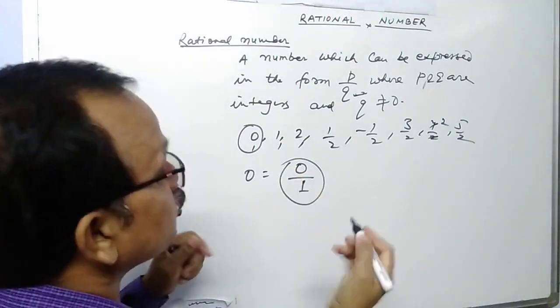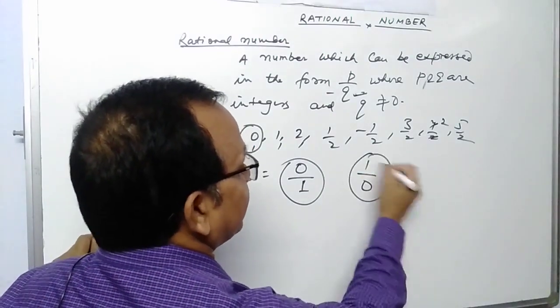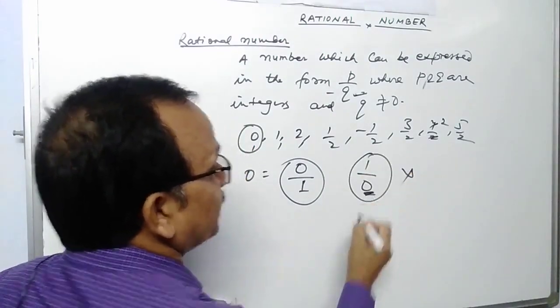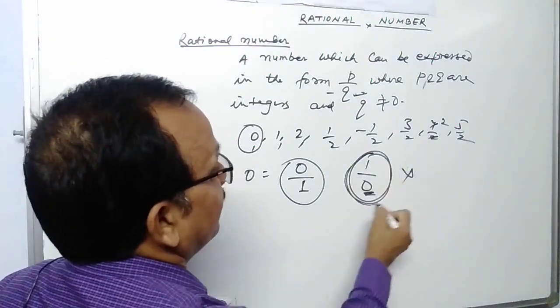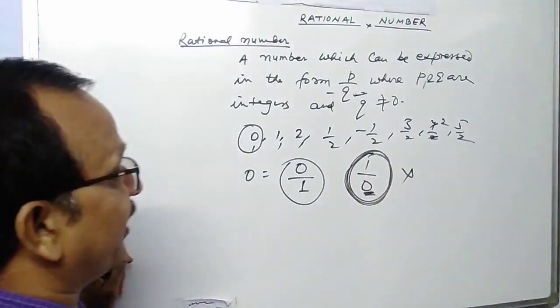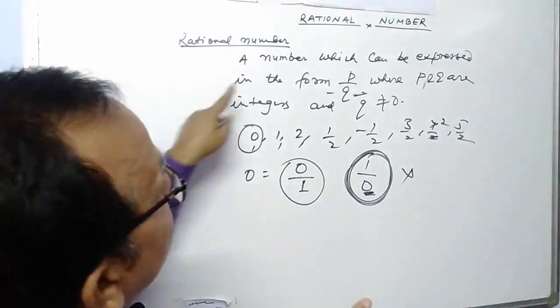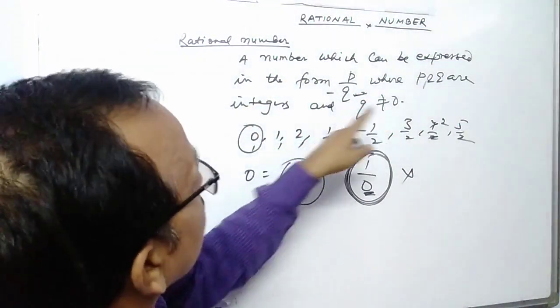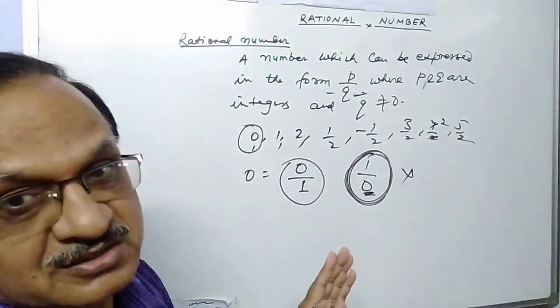So q should not be equal to 0, that is denominator. जैसे 1 by 0 लिखते हैं, ये रेशनल नंबर नहीं है. It is not a rational number. q should not be, denominator should not be equal to 0. इसका मतलब हो गया not defined. Infinity, not defined. This cannot be defined. Clear? Okay. So any number which can be expressed in the form p by q, where p and q are integers and q is not equal to 0, is a rational number.